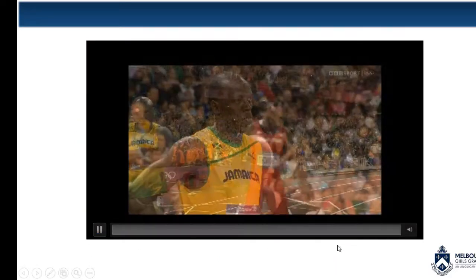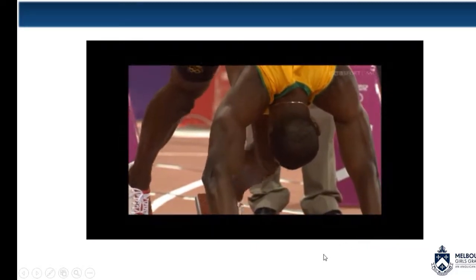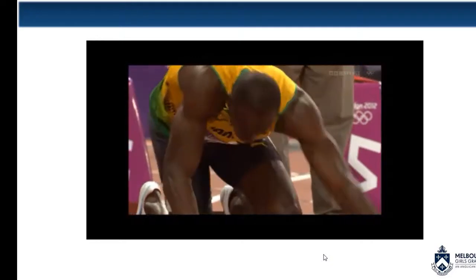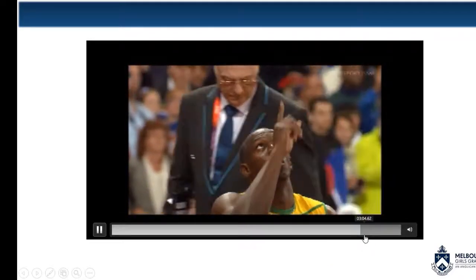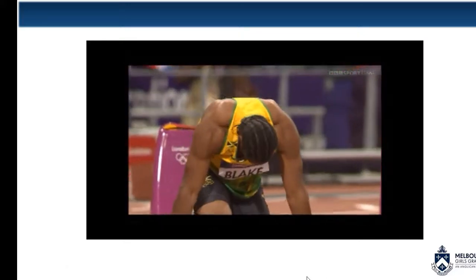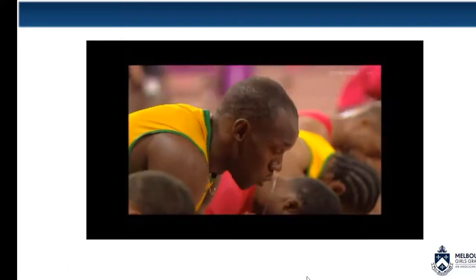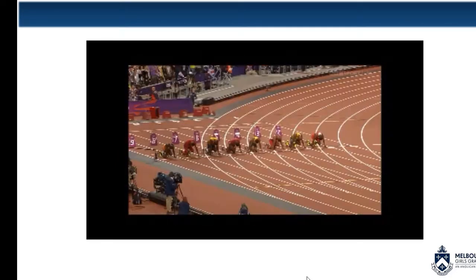Now, if we contrast this with a sprint, so we're looking at a sprint. When you think of a sprint, you should be thinking that it's powerful and it's explosive. It's high intensity, so we need energy at a fast rate. Watch the difference in acceleration between the last event and this event.